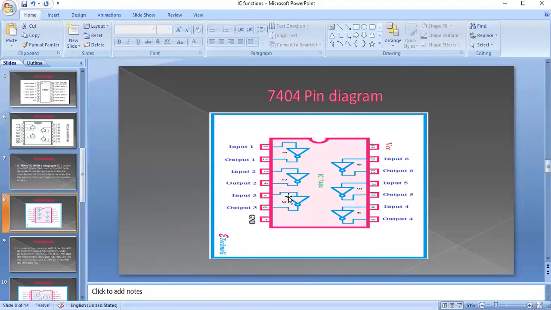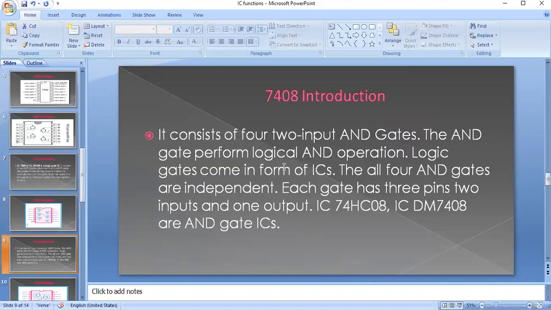So 7404 is a one input NOT gate IC containing 6 NOT gates. In this IC we have 6 inverter gates, and for an inverter we have only one input and one output. That is 7404. And next, 7408.